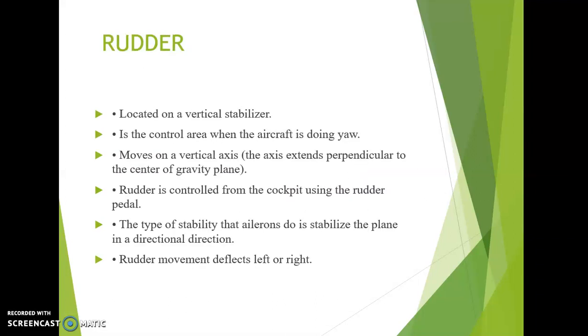Next part, rudder. Located on a vertical stabilizer, it is the control area when the aircraft is doing yaw. Move on a vertical axis. The axis extends perpendicular to the center of gravity plane. The rudder is controlled from the cockpit using the rudder pedal. The type of stability that the rudder performs is to stabilize the plane in a directional direction. Rudder movement deflection left or right.